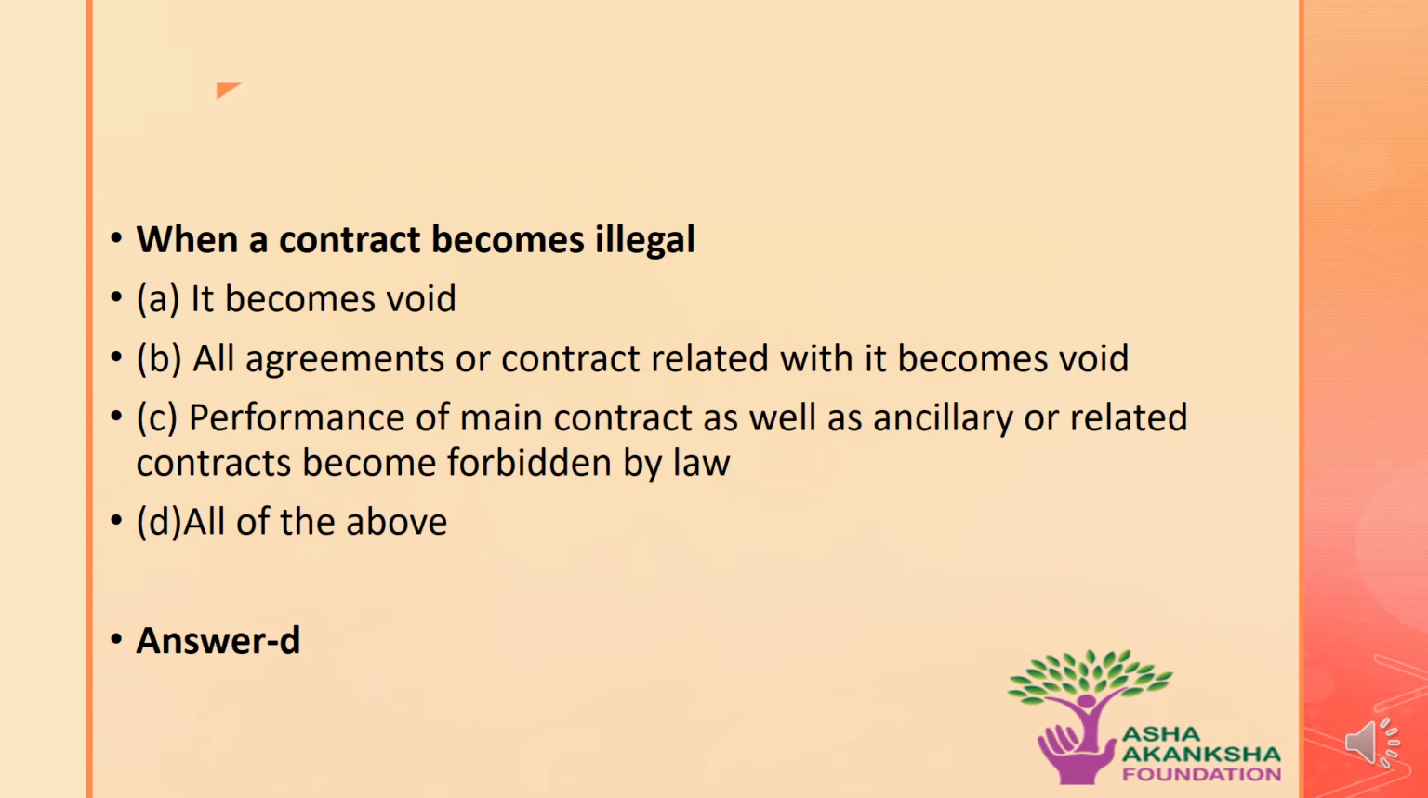The next question is: when a contract becomes illegal. The options are A. It becomes void. B. All arrangement or contract related with it becomes void. C. Performance of the main contract as well as the ancillary or related contract becomes forbidden by law. Or D. All of the above. The correct answer to this question is option D. That is all of the above.